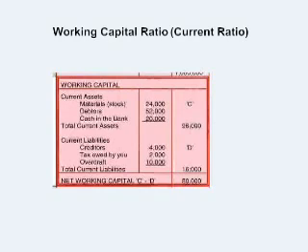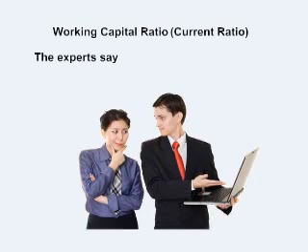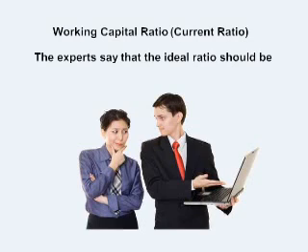Using the figures in our working capital, we have £96,000 compared with £16,000. This gives an unrealistic 6 times, or 6 to 1. The experts say that the ideal ratio should be around 2 to 1.